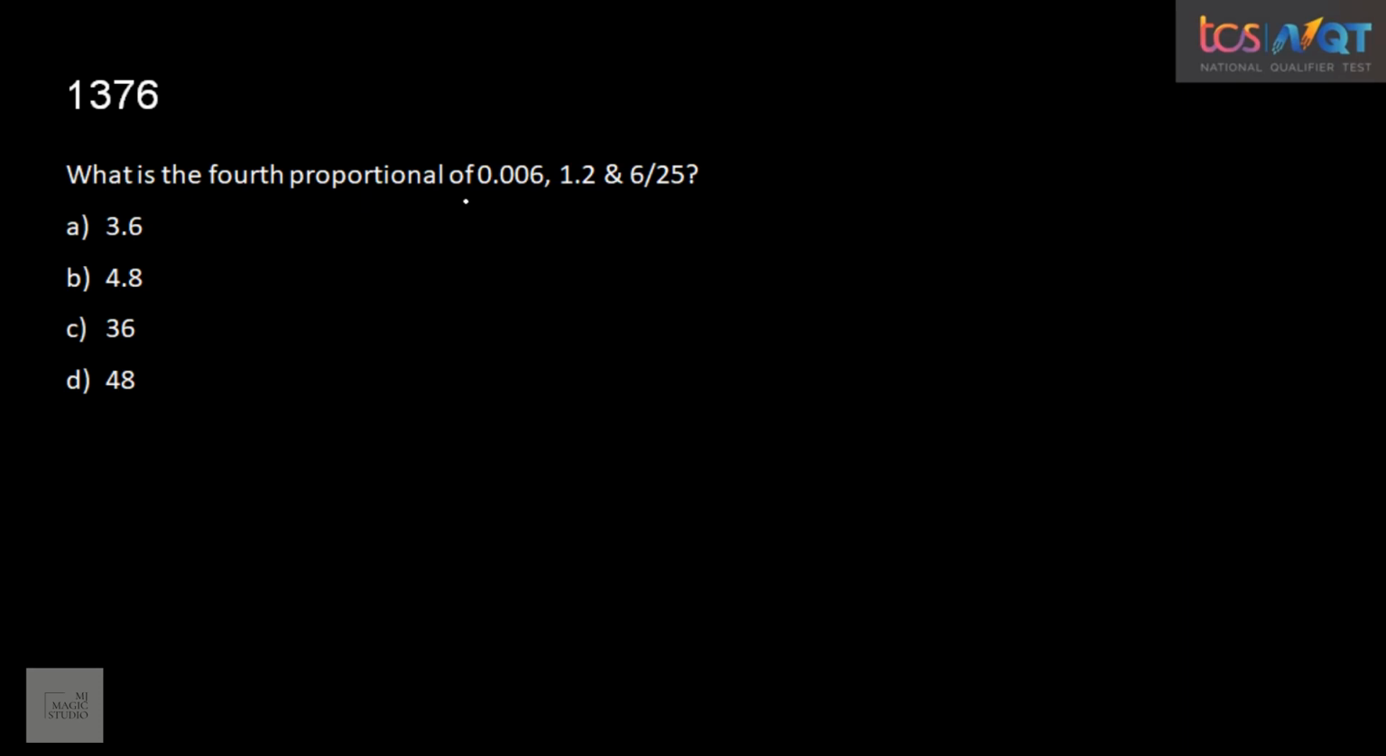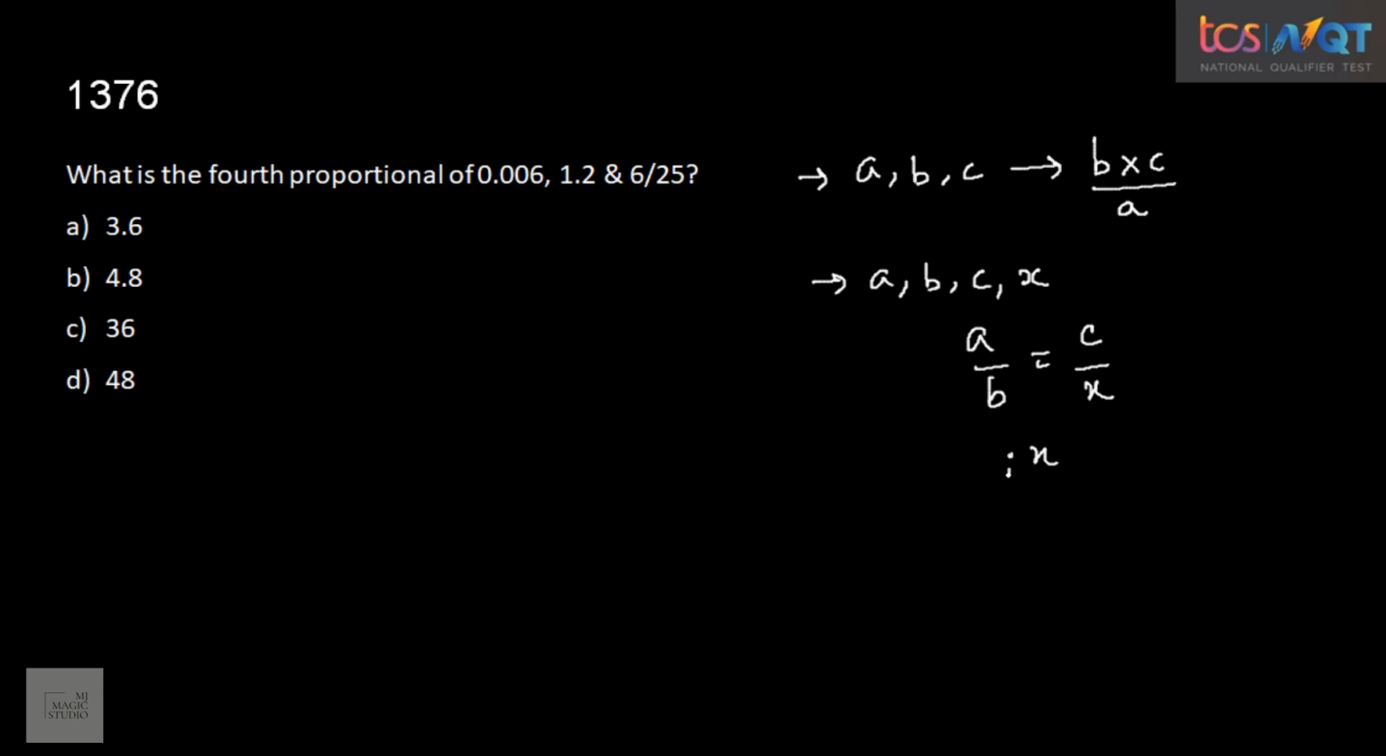What is the fourth proportion of A, B and C? The fourth proportion of A, B and C is given by B into C by A. Or you may also use: let the fourth number be X, then all the four numbers are in proportion, that means A by B is equal to C by X. We get X as B into C by A. So here also our fourth proportion is B into C, 12 by 10 into 6 by 25 divided by A.